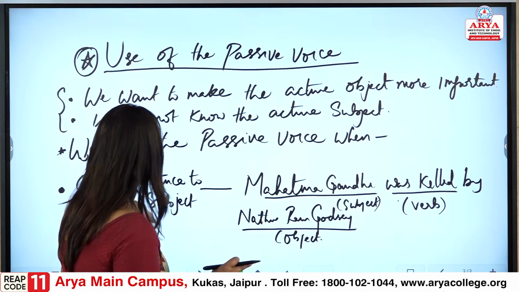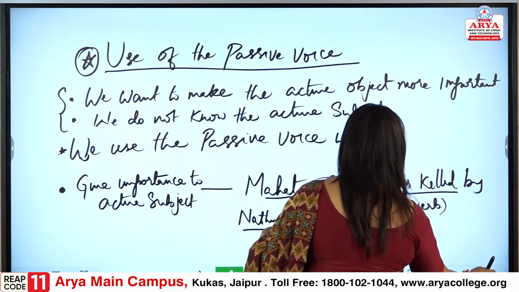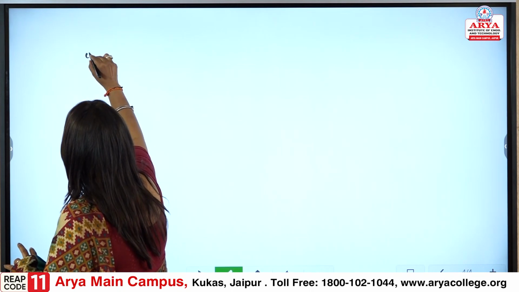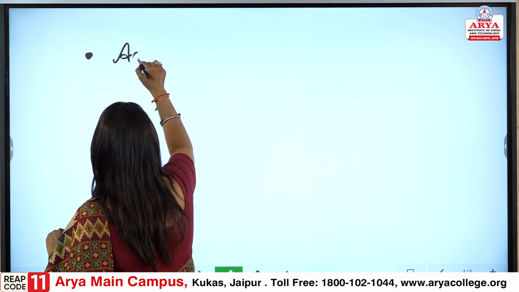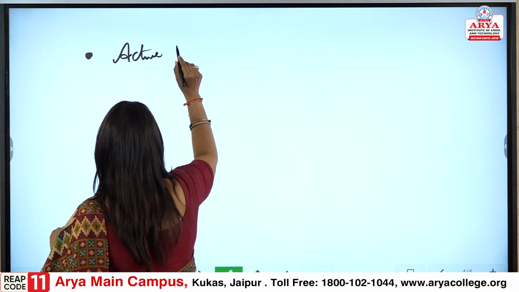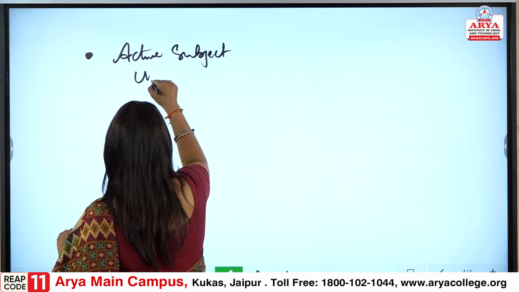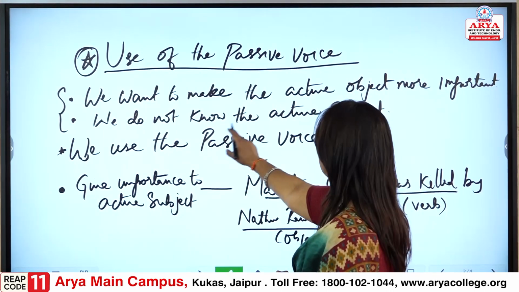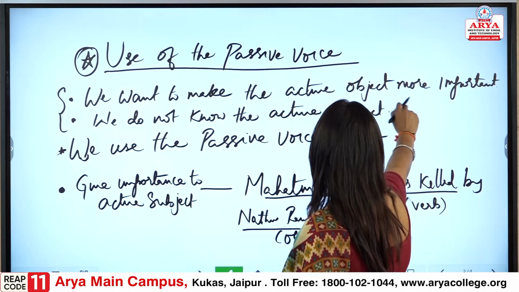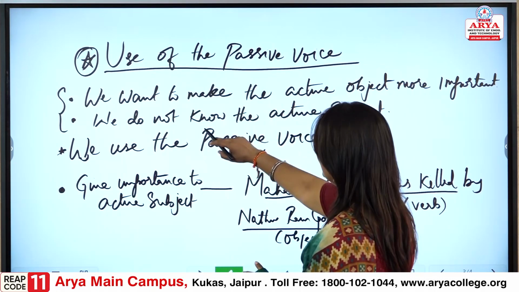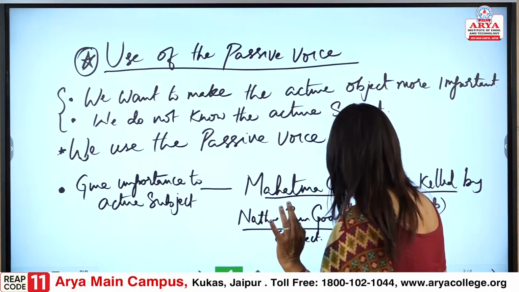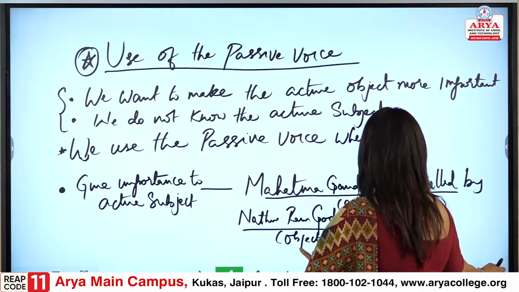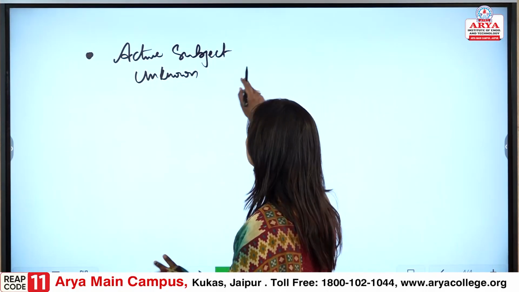The next point that we have given, let us understand that, then we will proceed further. So, the next point is when we are looking into active subject unknown. Over here, when we have understood the second point, the object, we do not know the active subject. So, that point again we will take care of; we will look into the active subject unknown.